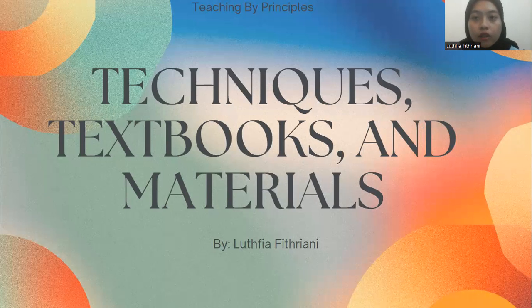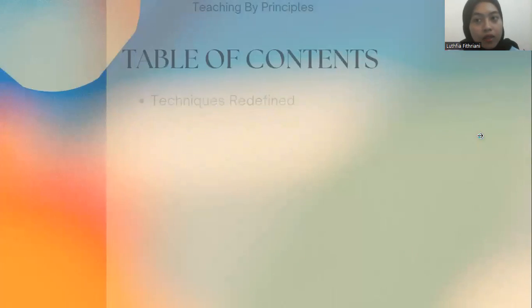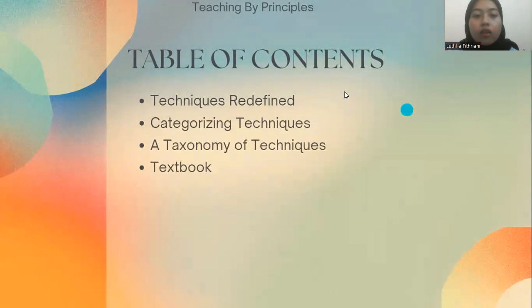Today we are going to learn about techniques, textbooks, and materials. There are some topics that we are going to learn. The first is techniques redefined. The second is categorizing techniques. The third is a taxonomy of techniques. And the fourth is textbook.